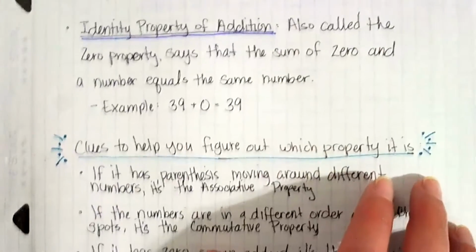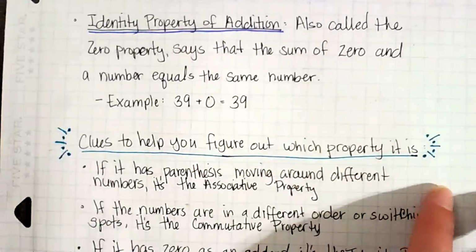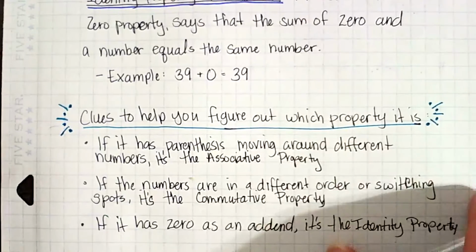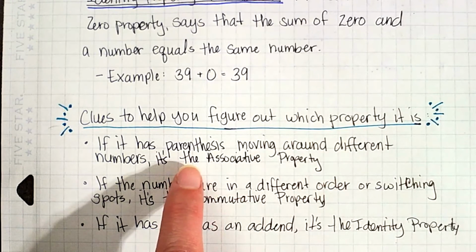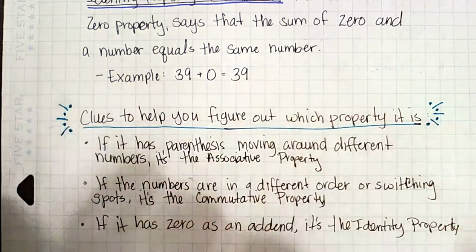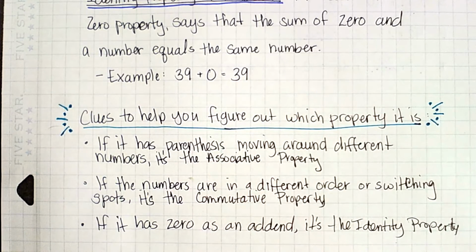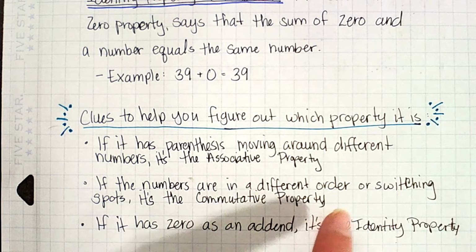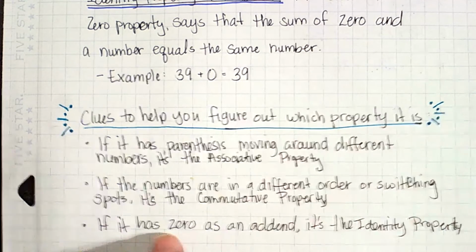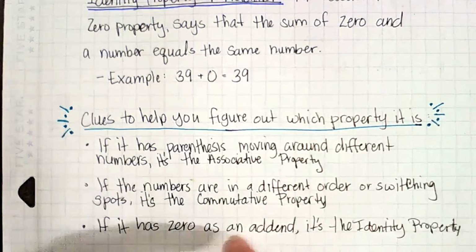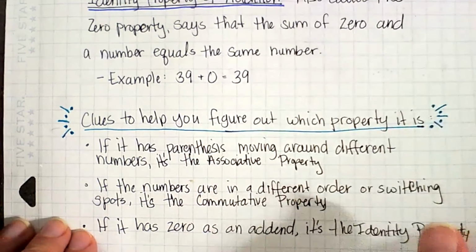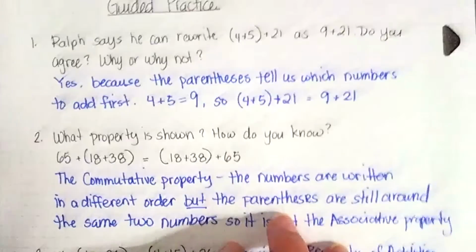Now here I put some helpful clues for you to help you figure out which property you're looking at. So if it has parentheses that are moving around different numbers, so the parentheses are moving from one group of numbers to a different group of numbers, that's the associative property. If the numbers are in a different order or they're switching spots, it's the commutative property. And if it has a 0 as one of the add-ins, it's the identity property. So these 3 clues will help you out while you're solving these different questions. Let's take a look at your guided practice.